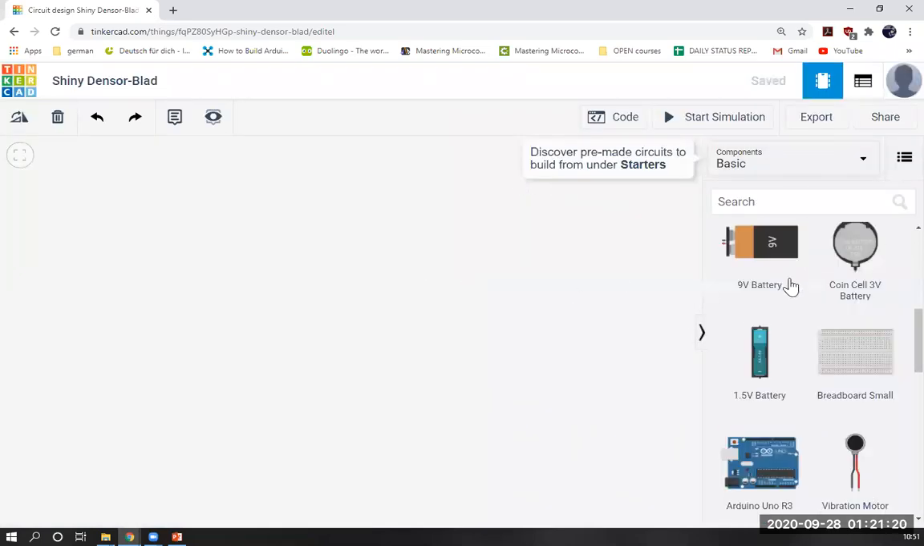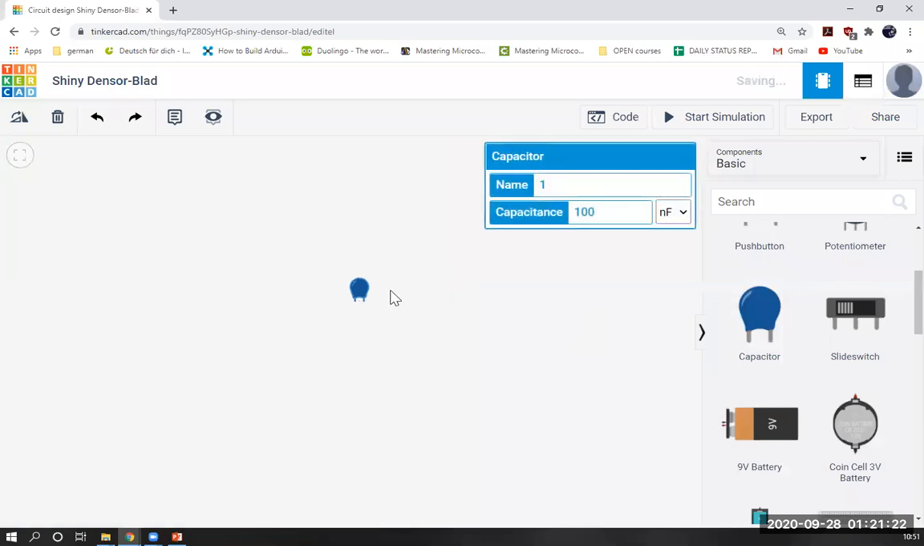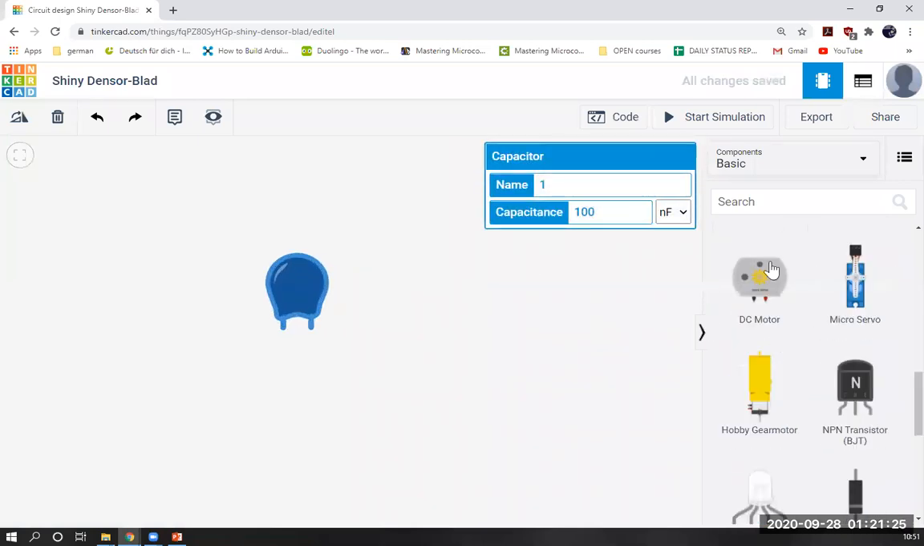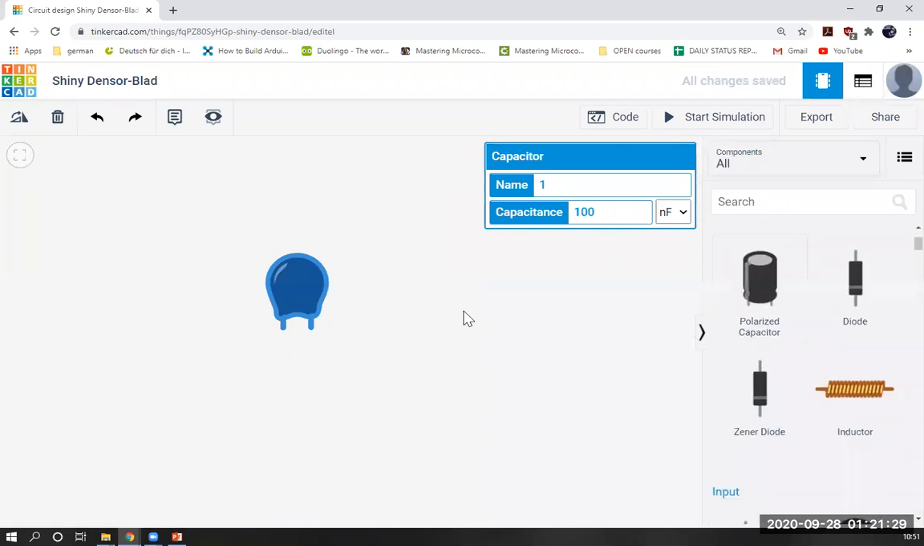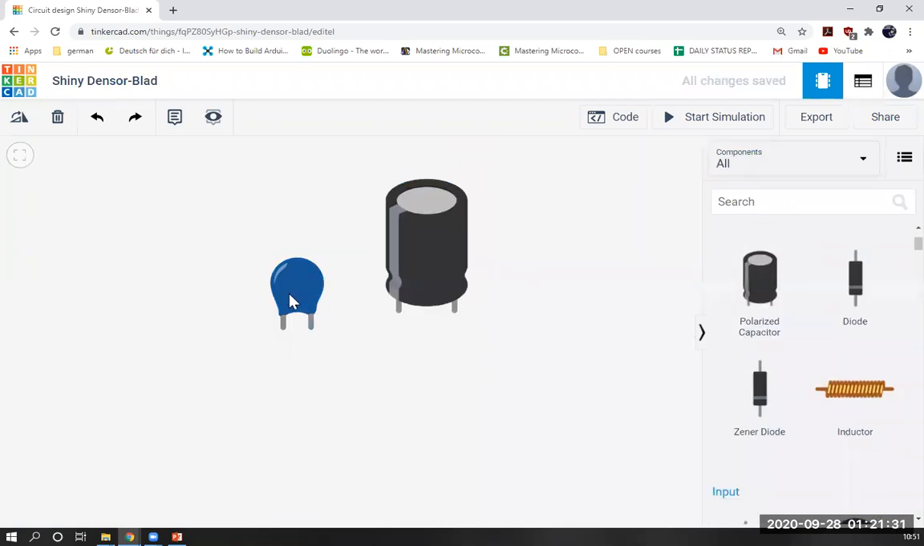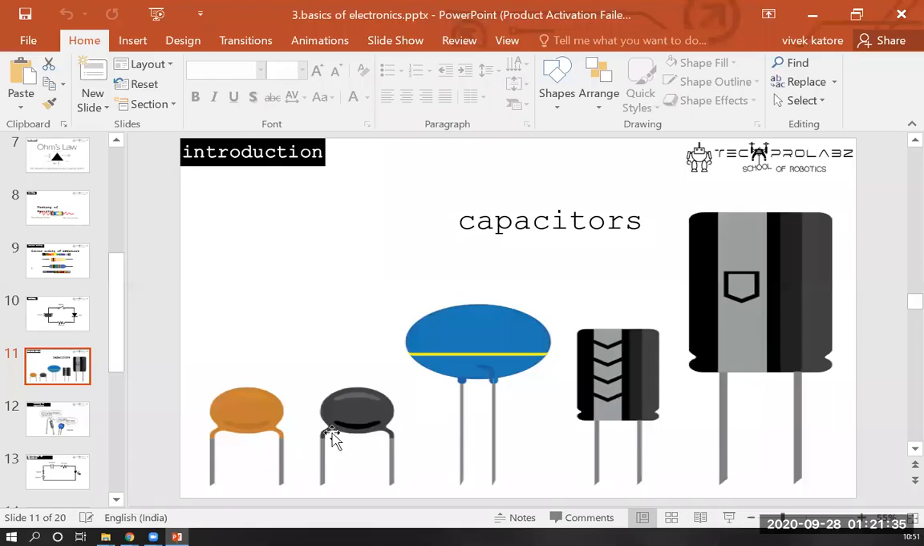All right. So you can see one capacitor is here, this one. And if you want to see other ones also, you can go and see this. So these are the two mainly common types of capacitors you can see over here. One is rounded and the other is cylindrical.